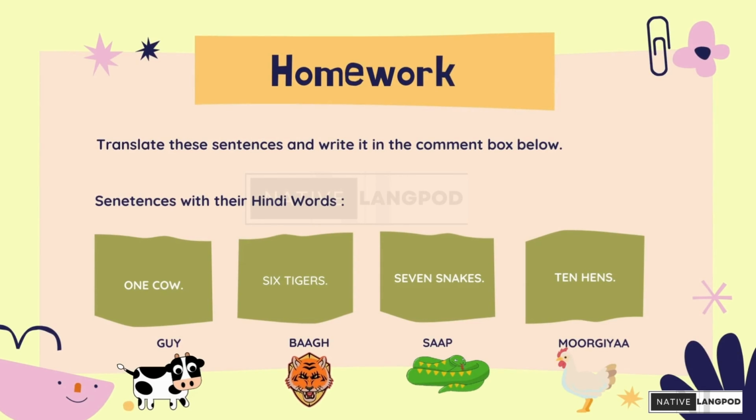Now homework time. अब आप मुझे इन शब्दों को हिंदी में बताकर कमेंट बॉक्स में लिखिए. पहला है 1 cow. Cow means गाय. 6 tigers. Tiger मतलब बाघ. 7 snakes. Snakes मतलब सांप. 10 hens. Hens मतलब मुर्गियां.